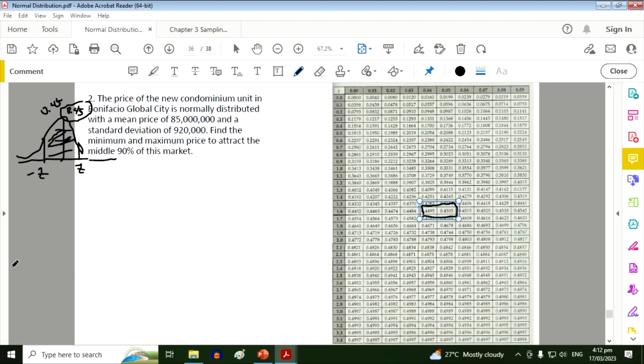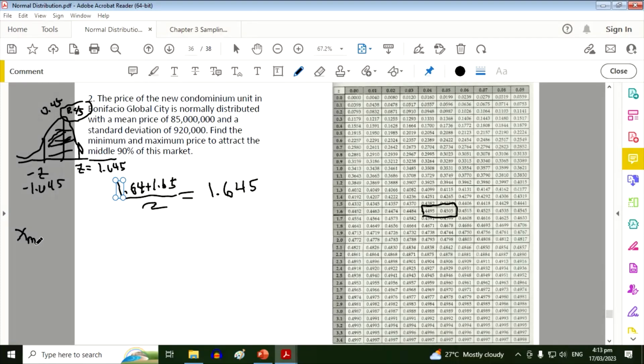Okay, 0.4495 and 0.4505. In this case, these two areas here have the same distance to 0.45. So meaning we'll just take the average. So the average is 1.64 plus 1.65 over 2. So we have 1.645. So the positive z here is positive 1.645, and on the left side it's negative 1.645. So this positive z will correspond to the maximum price, and the negative z will correspond to the minimum price. So let's start with the minimum.